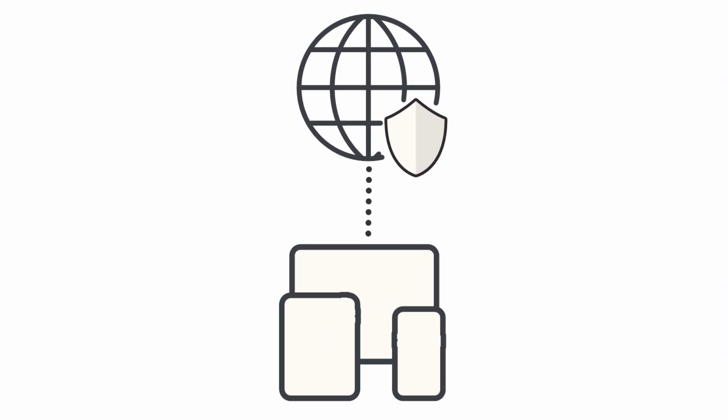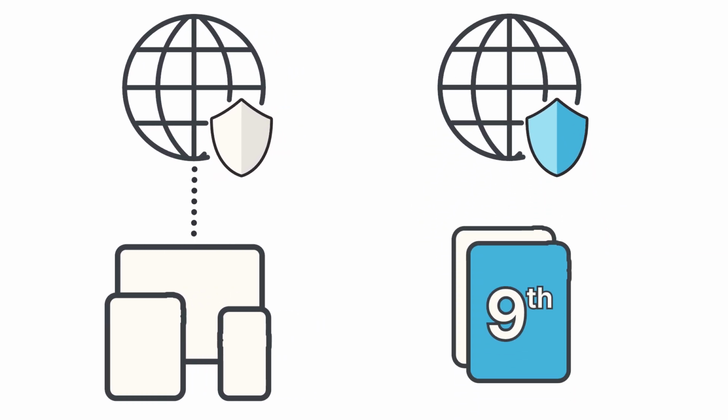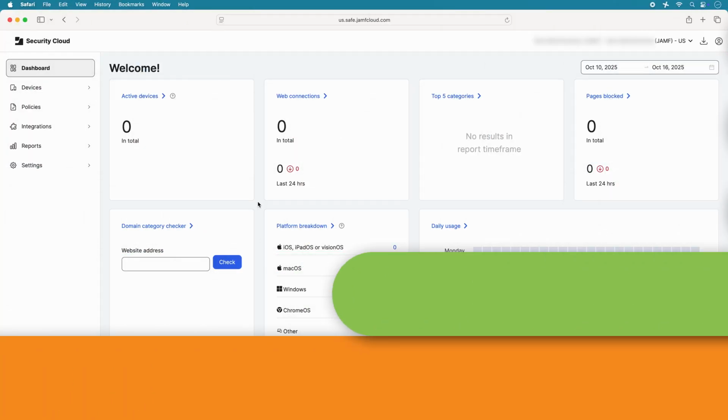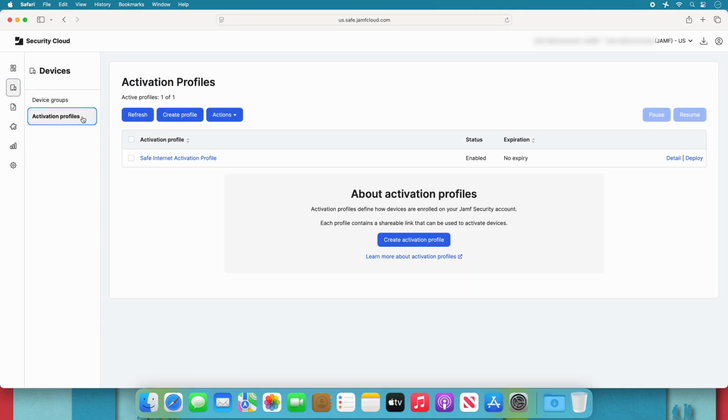Perhaps in my deployment, I've been asked to review our base policy and create a specific web protection policy for our 9th grade students that have a health class assignment to complete. Let's begin on the dashboard. Navigate to Devices, Activation Profiles. Jamf Safe Internet comes pre-configured with an activation profile if you want to jump right into enrolling devices.